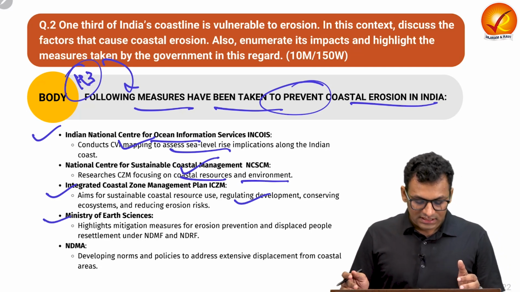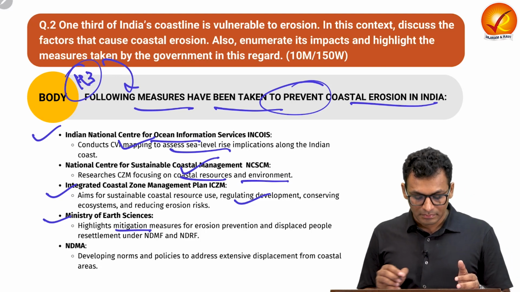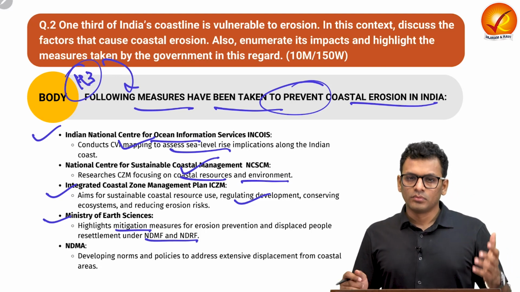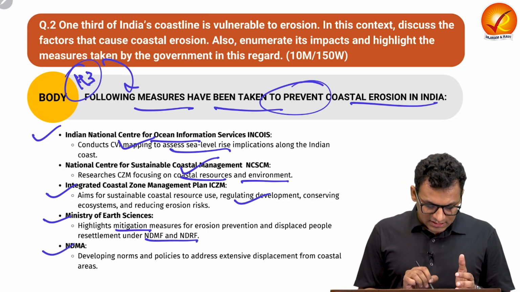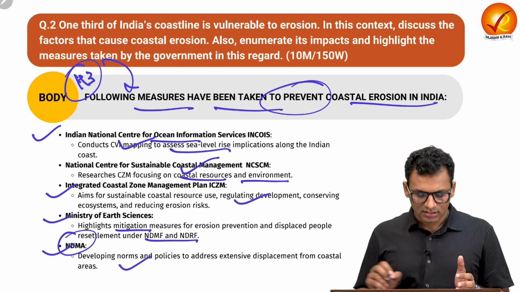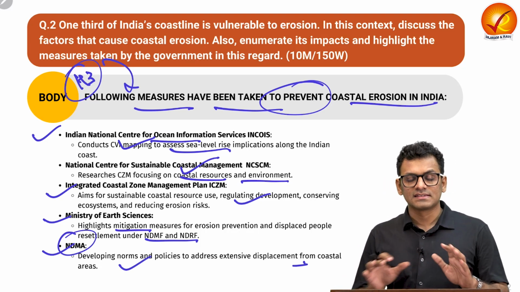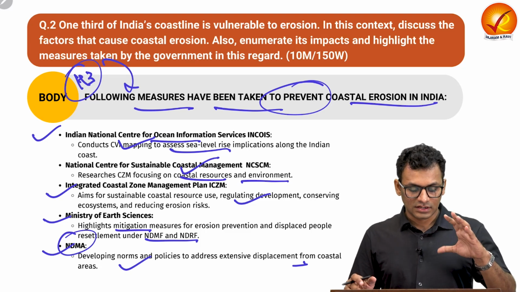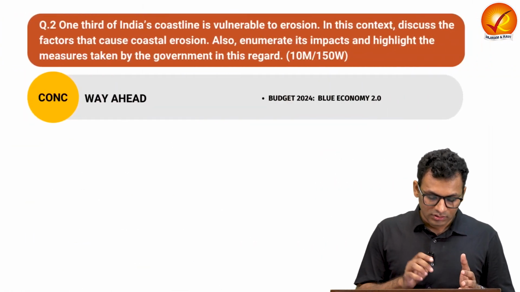Next is with respect to initiatives taken by the Ministry of Earth Science, where mitigations are taken based on certain reports and reforms carried out by NDMF and NDRF. Then lastly, we have NDMA, which creates certain norms and policies to ensure that disaster management is there with respect to the coastal erosion. So these are the kind of proof points you can write for the heading 3 of the body. Let's move on to the conclusion.